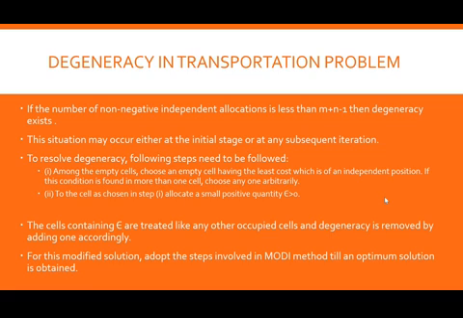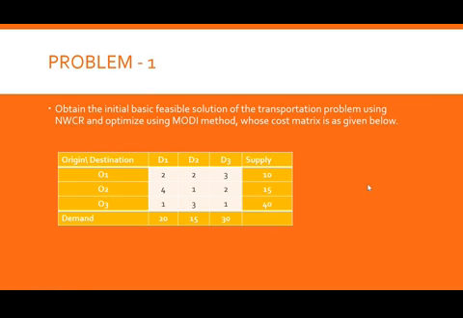So to understand this very clearly in a better way, what we do is we try to solve a problem. So consider a problem: obtain the IBFS of the transportation problem using NWCR and optimize the same using Modi method. The cost matrix is given below. Because they have specified cost matrix, it is a minimization case. Fine. And now what next you are supposed to do is check whether it is balanced or not.